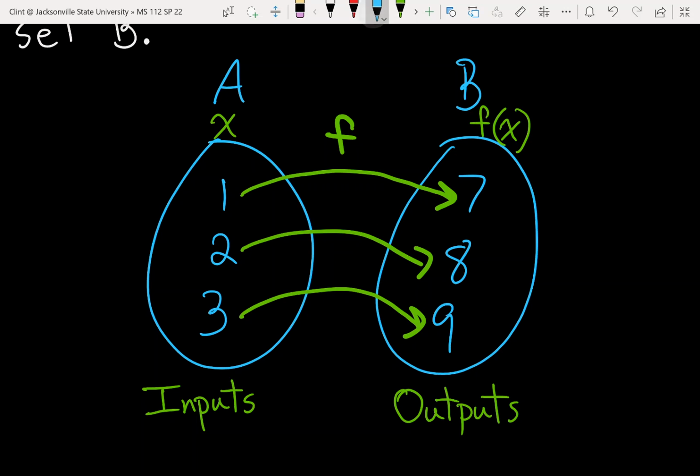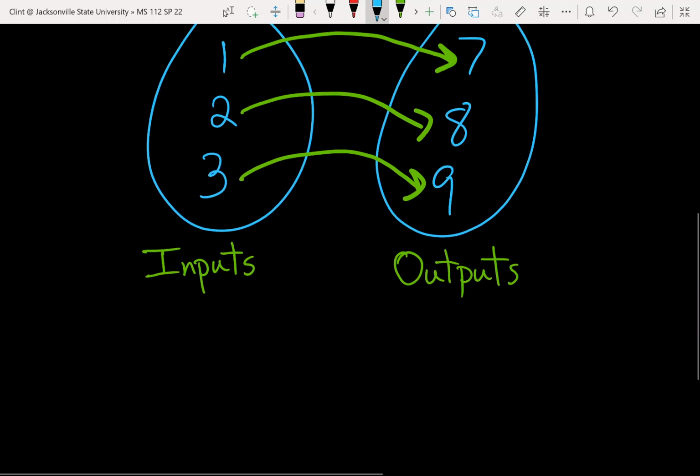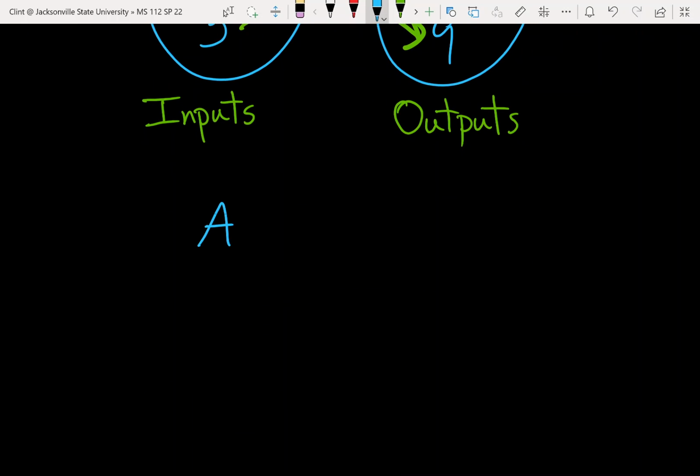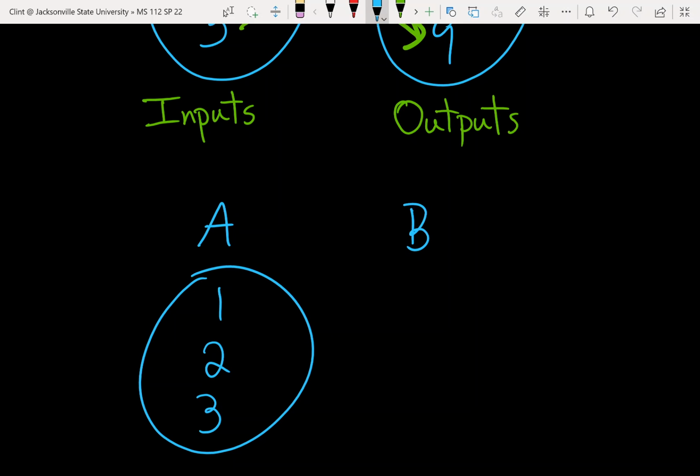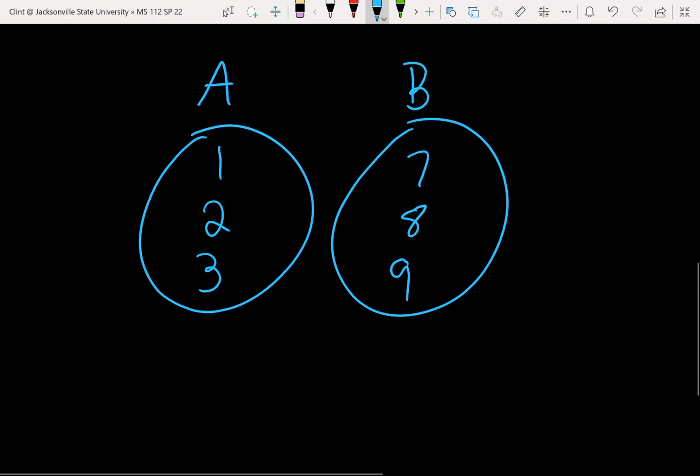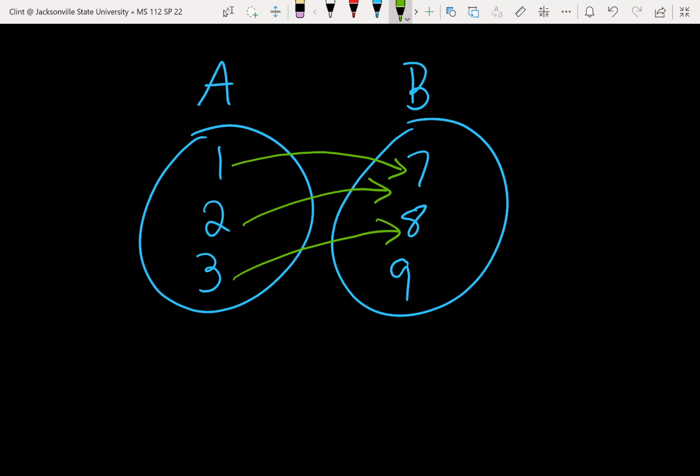All right, let's look at a different situation. Same setup. 1, 2, 3. We'll use exactly the same stuff. Let's think about a different relationship here. What if 1 goes to 7 and 2 goes to 7 and then 3 goes to 8?